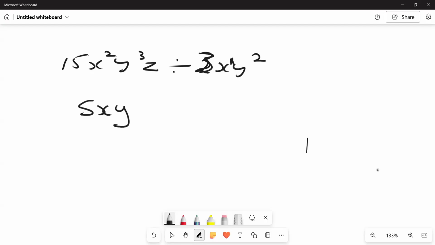And then z divided by, well, there's no z here, so you put back the z. You will learn this shortcut a little later on when we do indices. Don't worry yourself. I know when you look at it, it might look hard, but we'll come to that a little later.